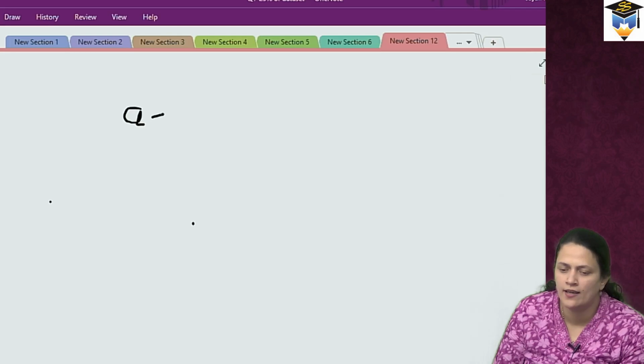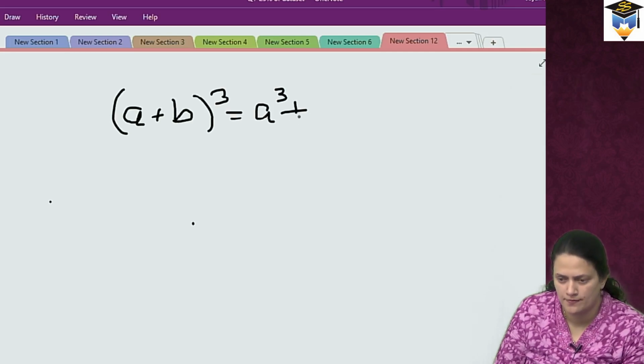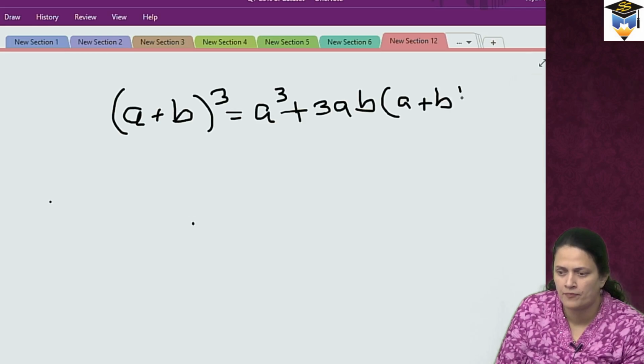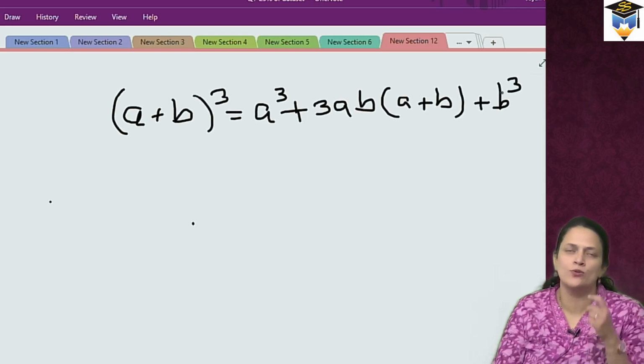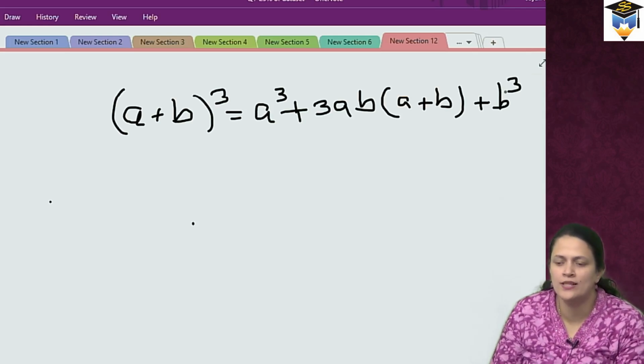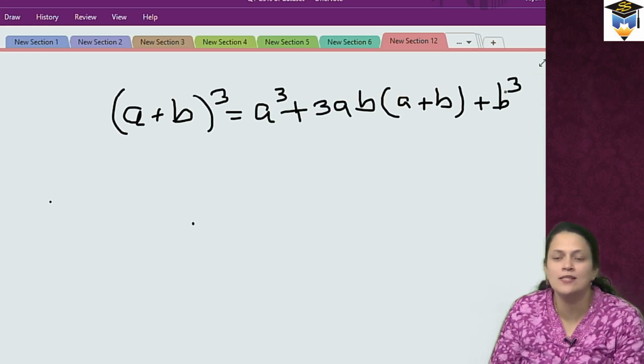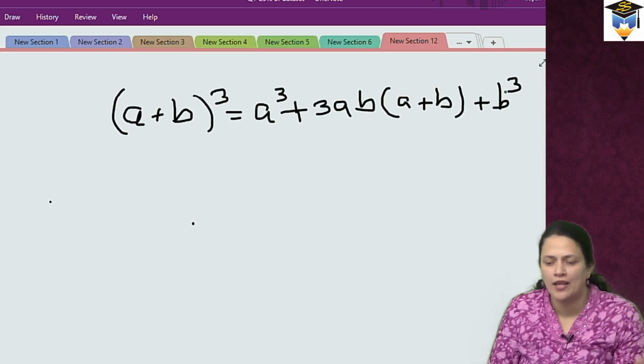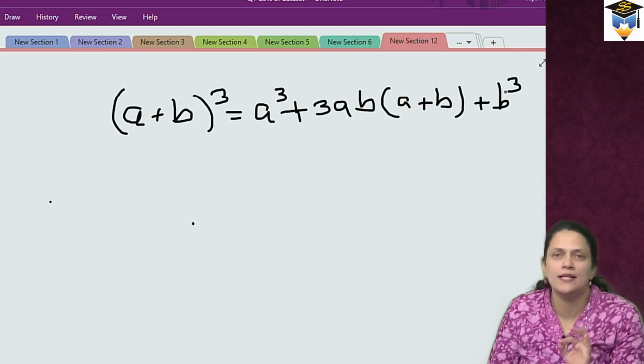So this is A plus B whole bracket cube, that is equal to A cube plus 3AB into bracket A plus B plus B cube. Okay, this particular formula is used in example number 8 of the textbook. Please write down this formula: A cube plus 3A square B plus 3AB square plus B cube, or you can write it down as A cube plus 3AB into bracket A plus B plus B cube.